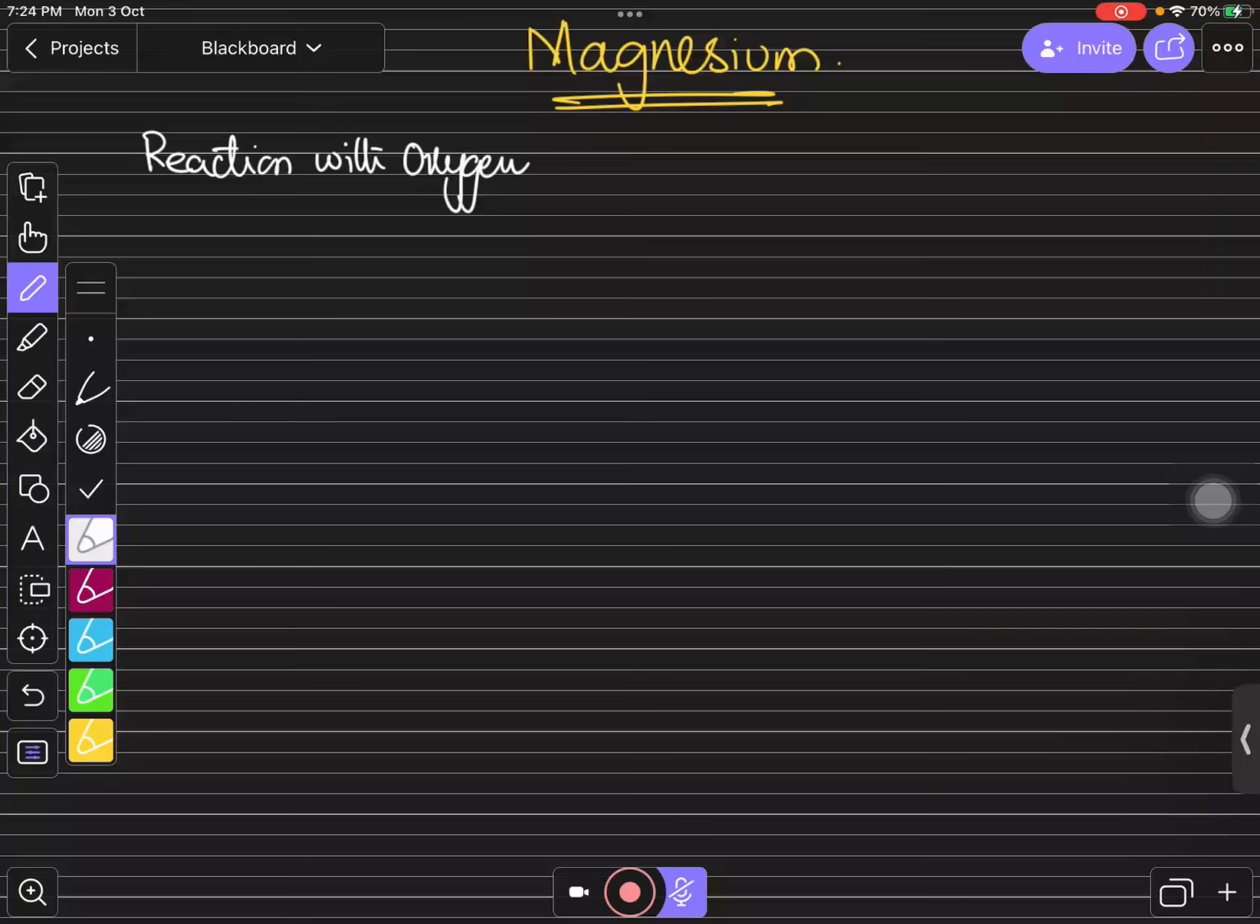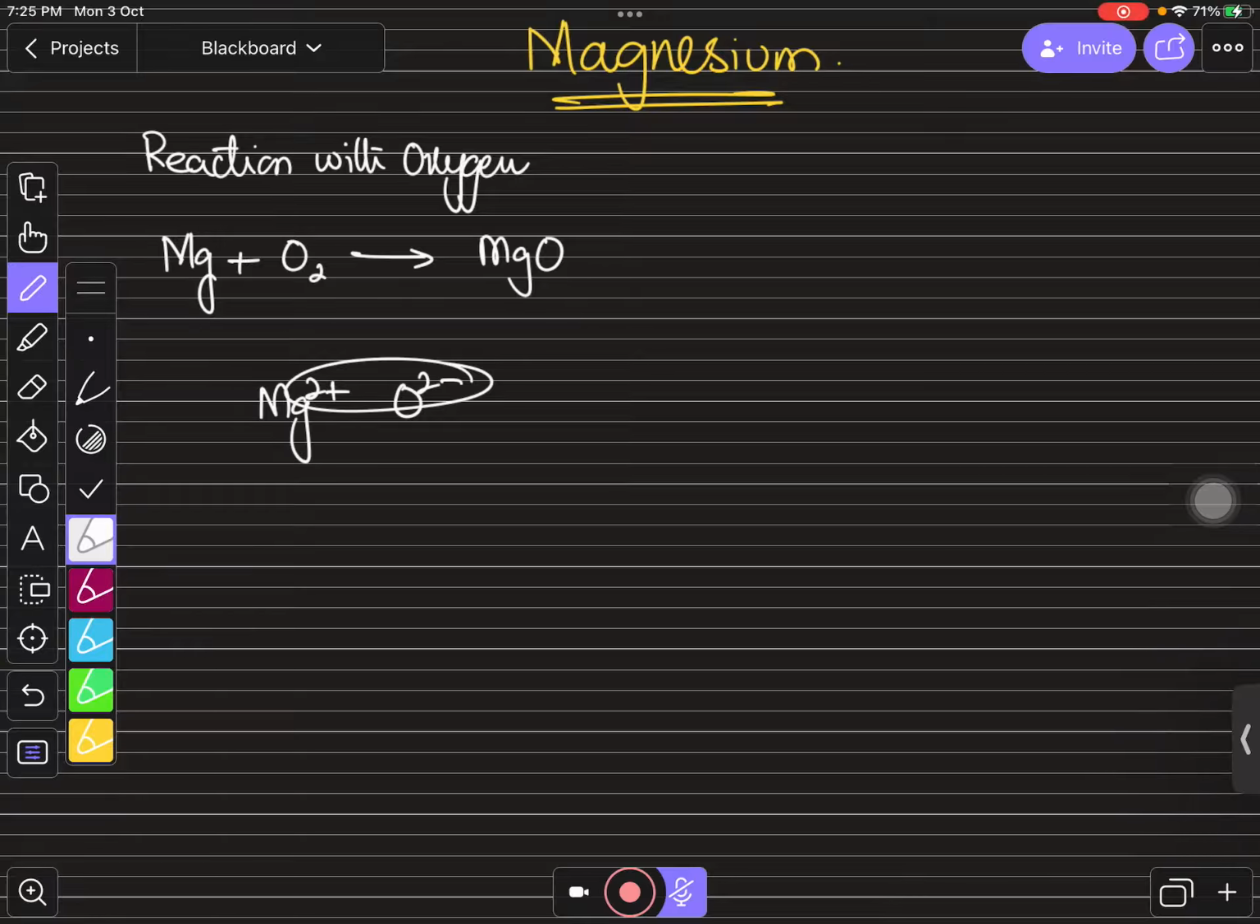Here too, when you start, for example, burning magnesium in the presence of oxygen, what will form here? An oxide will form. For example, if you burn magnesium in the presence of oxygen, magnesium reacts with oxygen and it is also going to form oxide of magnesium, right? And we know that magnesium is 2 plus and oxygen is 2 minus, so the charges are opposite and the numbers are the same, so we just combine them together, right?